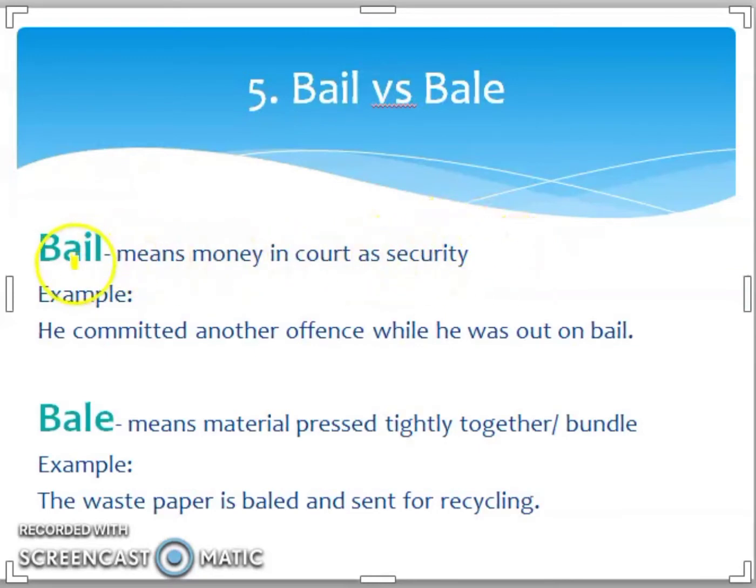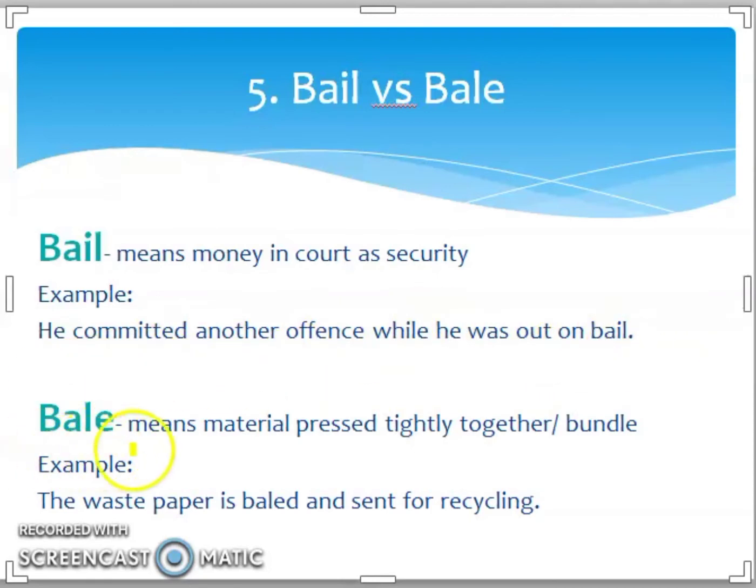Now, you might have heard it. This is a legal word. Bail of someone means that if someone is under trial, he could present bail, I mean money, in the court as security for his release until the trials are decided. Example: He committed another offense while he was out on bail.